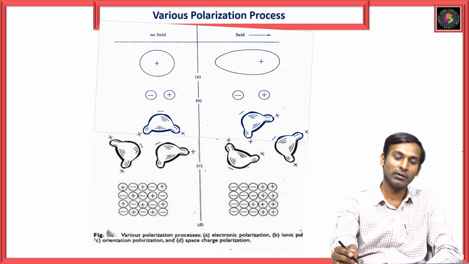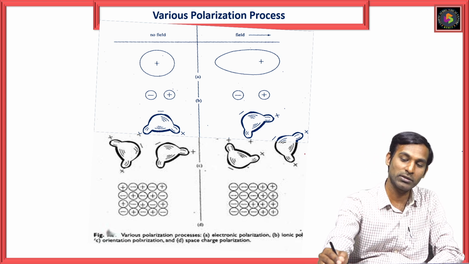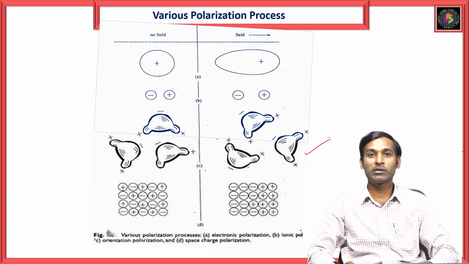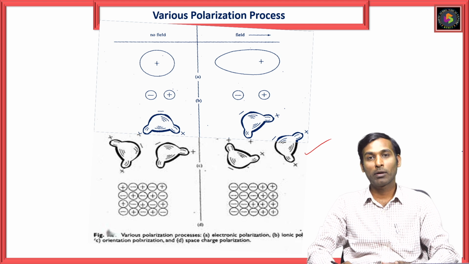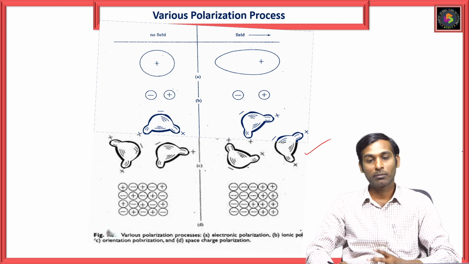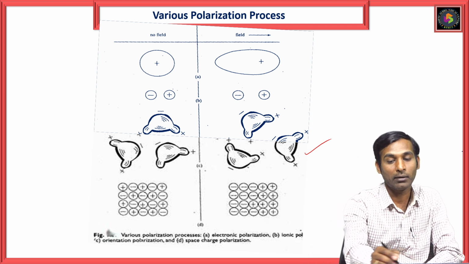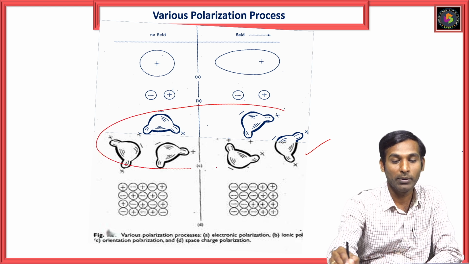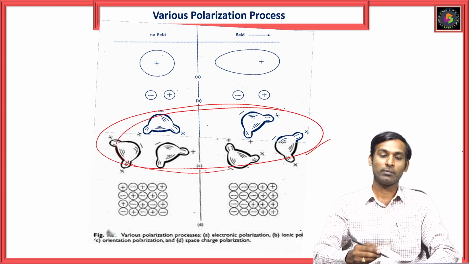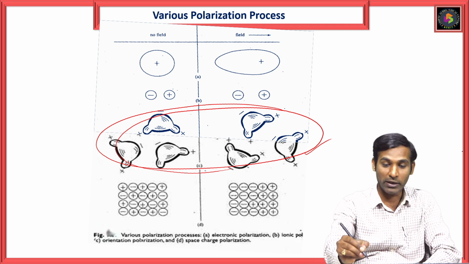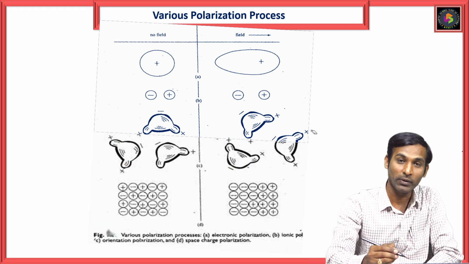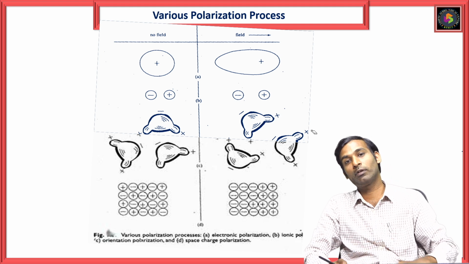In this diagram, for example, if you choose the orientation polarization, orientation polarization means when an electromagnetic wave of some frequency is applied to a polar molecule, such as a water molecule, the water molecules try to rotate from one equilibrium position to another equilibrium position. Here its orientation will be changed.